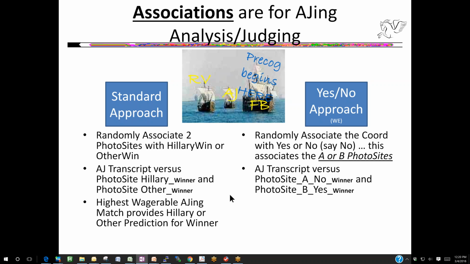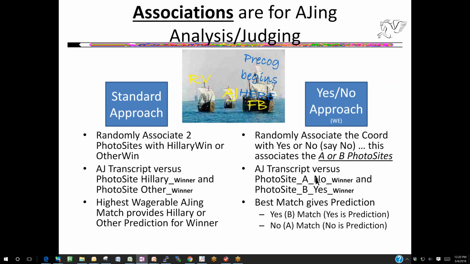Okay, so it's exactly the same thing. Now, of course, the question is couched in the no-yes form rather than Team A or Team B, over, under, Hillary or other. But there's still two photo sites with a clear binary choice here. And the judge, again, does the best matching. And if this time it matches with photo site B, then you get the yes.